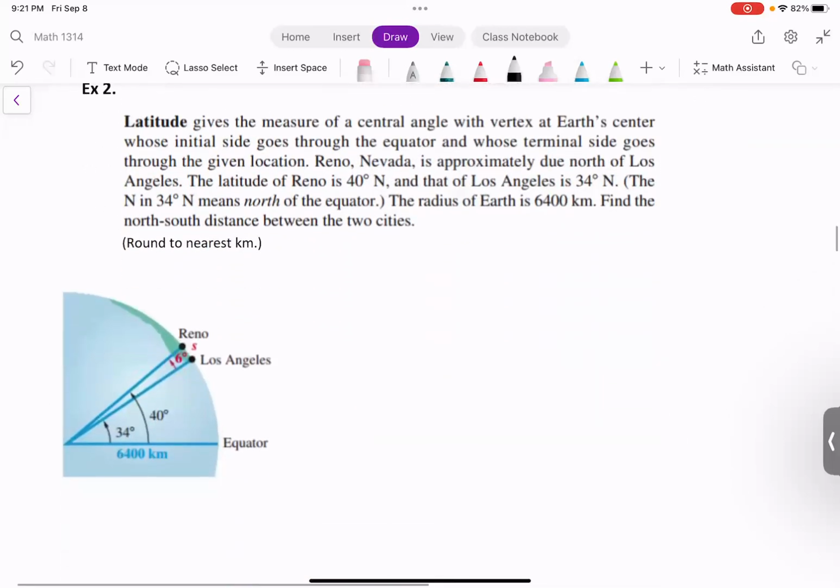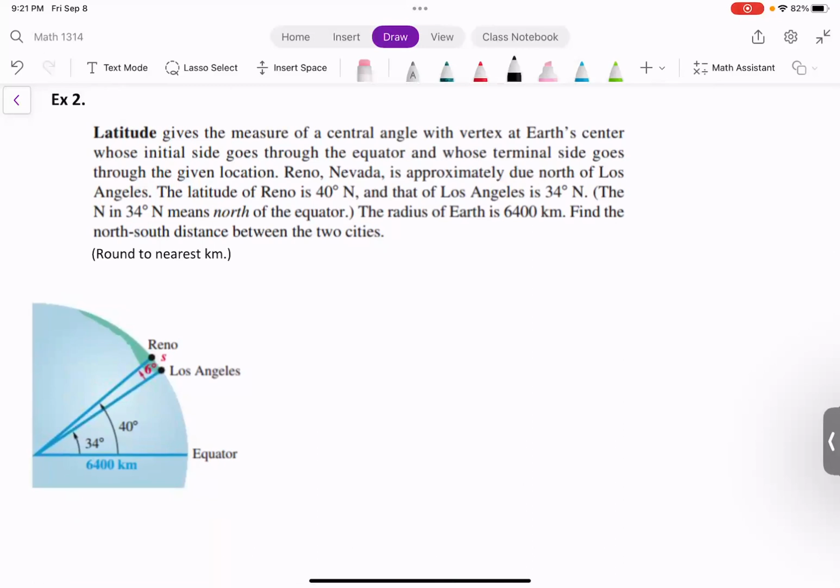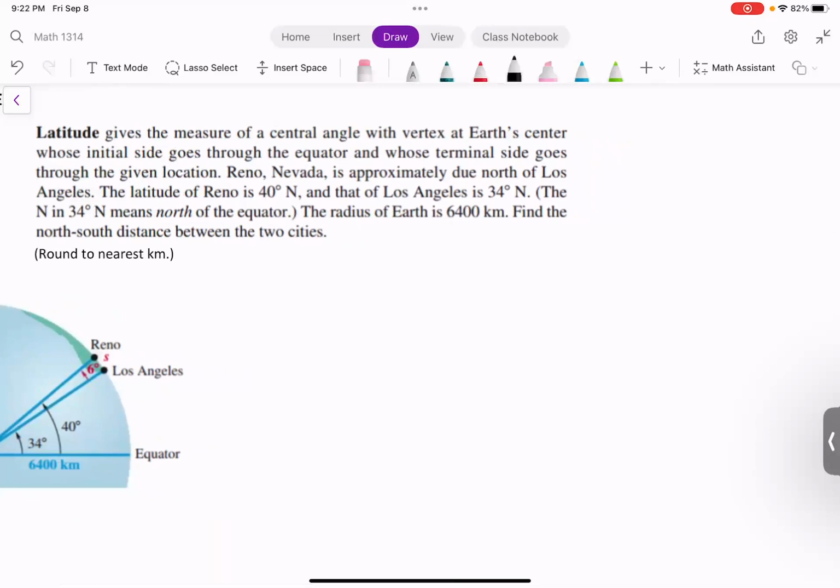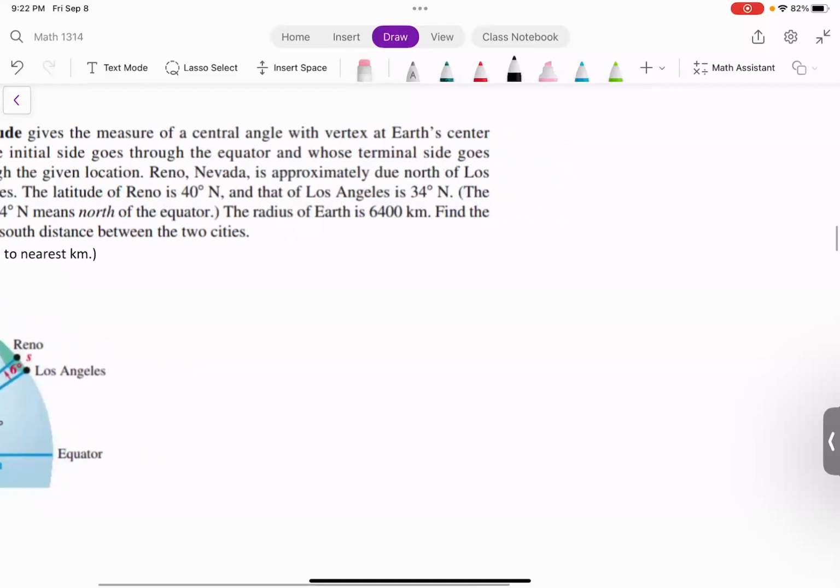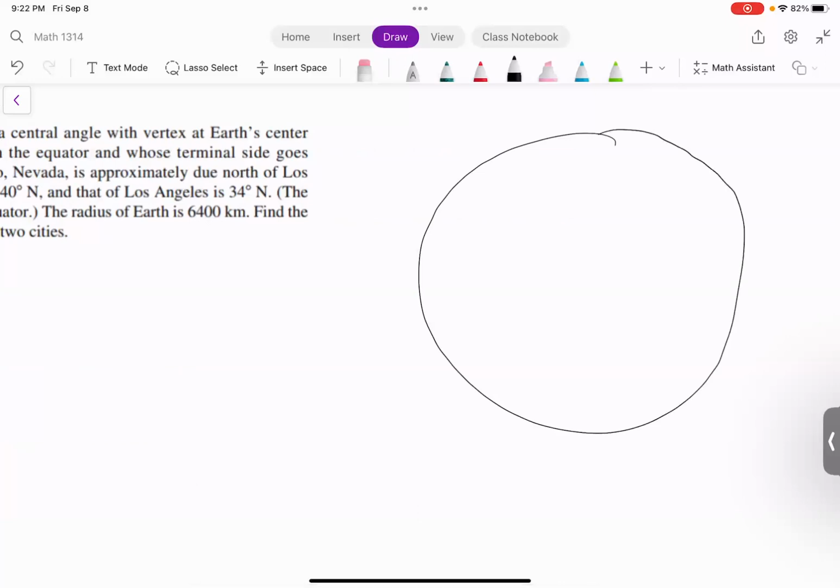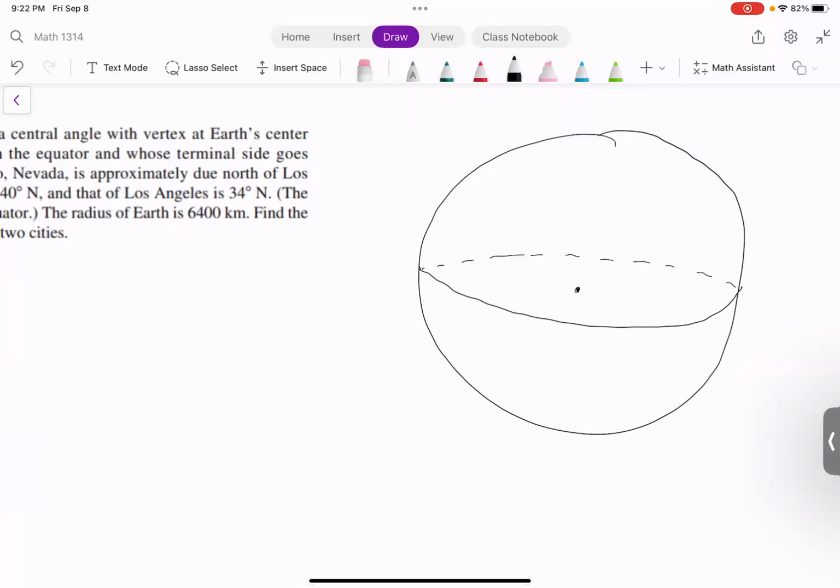All right, let's see the next part. Latitude. Before we jump into this part, let's see the definition of latitude. Latitude gives the measure of the central angle with a vertex at Earth's center whose initial side goes through the equator and whose terminal side goes through the given location. So it's very confusing. For example, if this is the Earth, and this is the equator, another side of the Earth, and this is the center, from here to here we say that's the radius of the Earth.